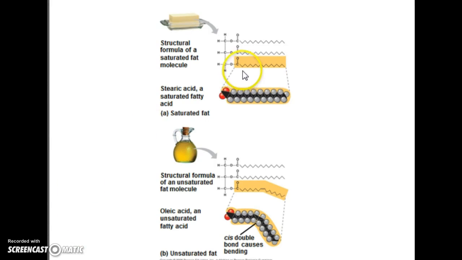One of the properties of the saturated fats is that they are solid at room temperature, such as butter in this case. Also animal fats. Unsaturated, on the other hand, one of their properties is that they're liquid at room temperature, which would be our oils.